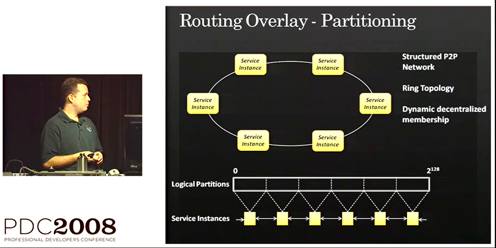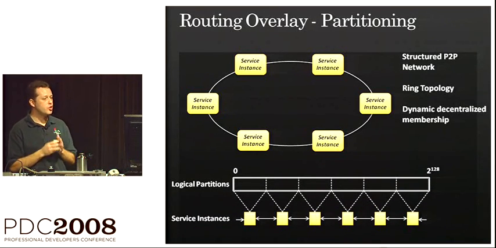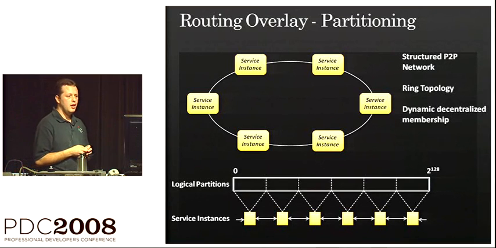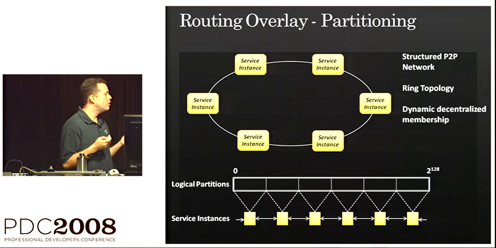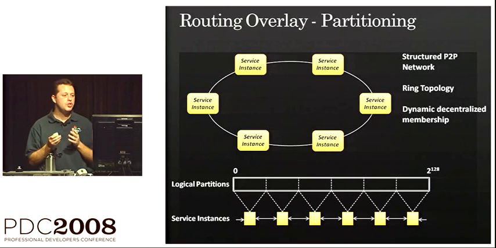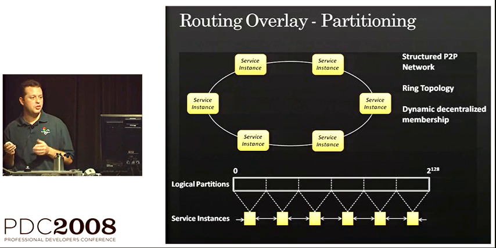So what the ring is, essentially, is an addressing model over a partitioned virtual address space. So you can see the 0 to the 2 to the 128. We have an address space, 128 bits. What that gives us is 2 to the 128 virtual numbers, virtual partitions. So each node owns a range of partitions inside of this address space.